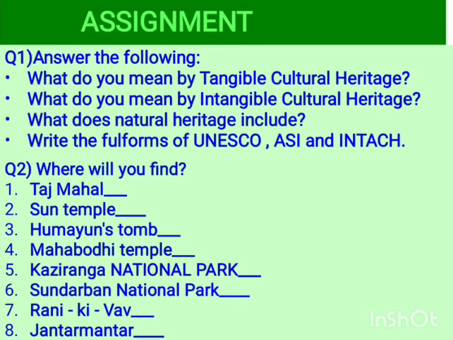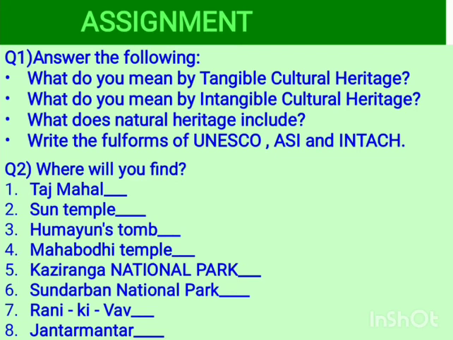Now children, we have come to the end of the second part of this lesson, and based on this, I have an assignment for you. First question, answer the following. What do you mean by tangible cultural heritage? Second question, what do you mean by intangible cultural heritage? Next, what does natural heritage include? Next question, write the full forms of UNESCO, ASI, and INTACH.